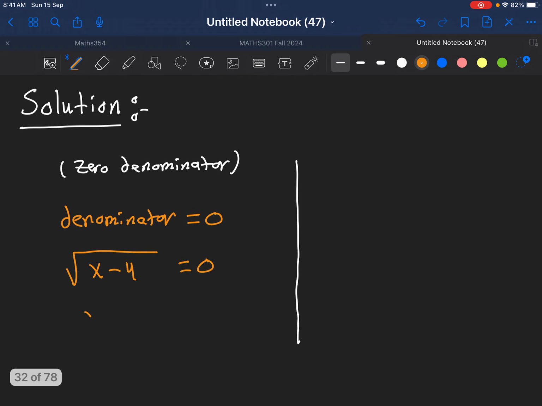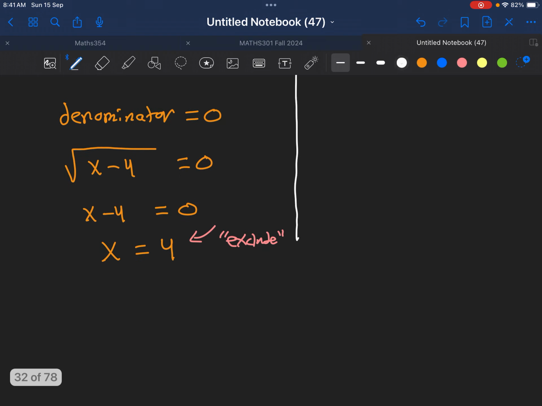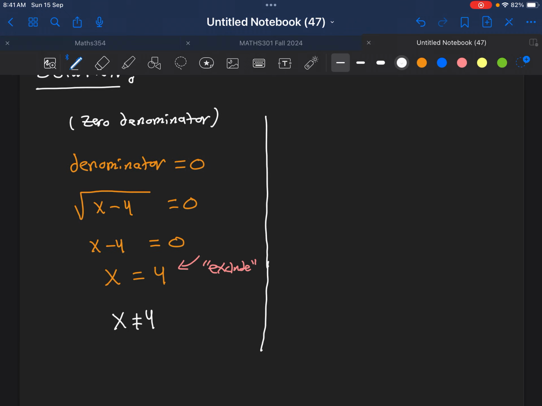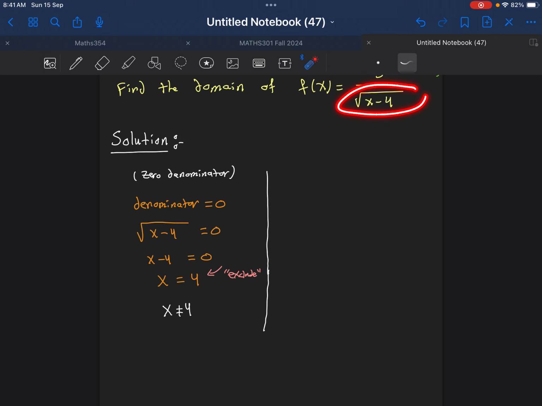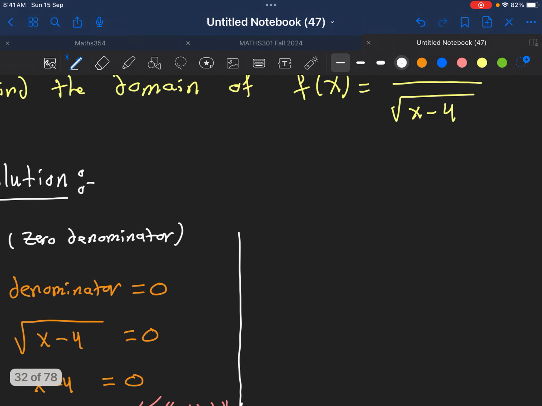How do we get rid of the square root? We just square both sides. We get x minus 4 equal to 0. That means x equal to 4. And remember, we need to exclude this one. So finally, from this side, x is not 4. Anything is fine, just don't use 4. That's for the zero denominator, because we remember we have a problem with the denominator here.